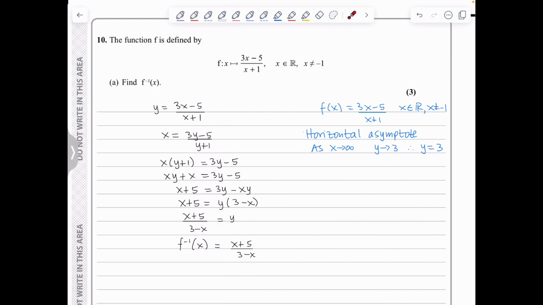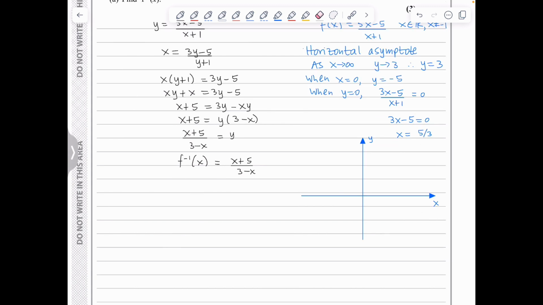We also know that the vertical asymptote is at x is -1, and we can proceed with the cuts on the axis. When x is 0, we can see that y turns out to be -5, and when y is 0, we have (3x minus 5) over (x plus 1) being equal to 0. So 3x minus 5 is 0, leading to x being 5 over 3. So plotting my pair of axes, we've got the vertical asymptote at x is -1, a horizontal asymptote at y is 3, we are cutting the x-axis at 5/3 and the y-axis at -5. So my graph looks something like this.